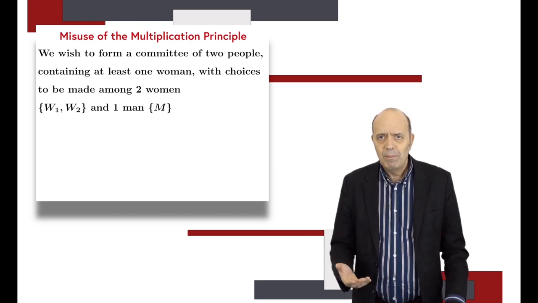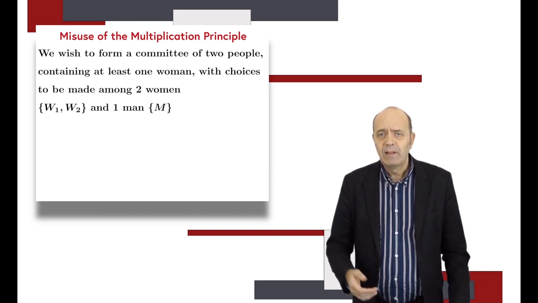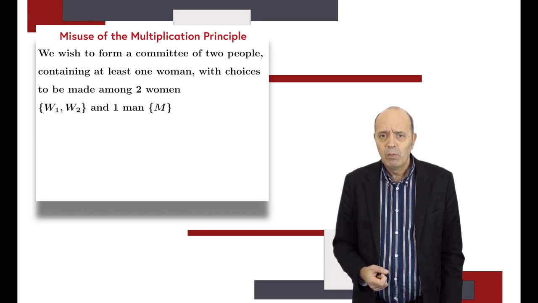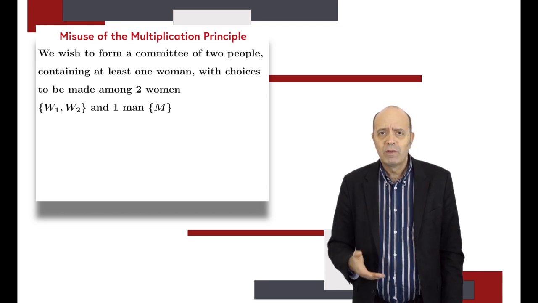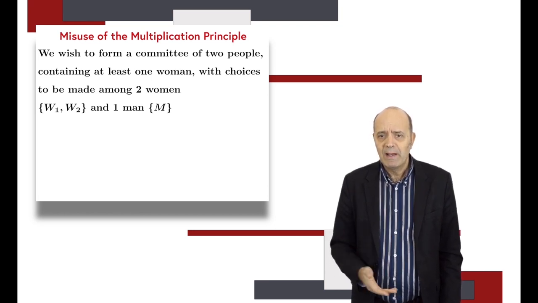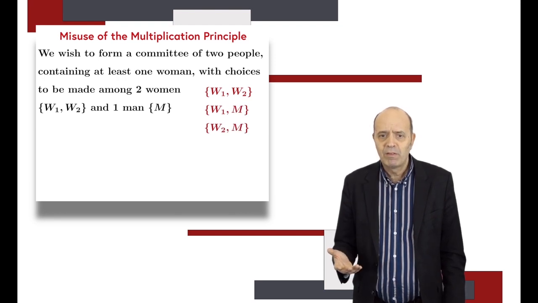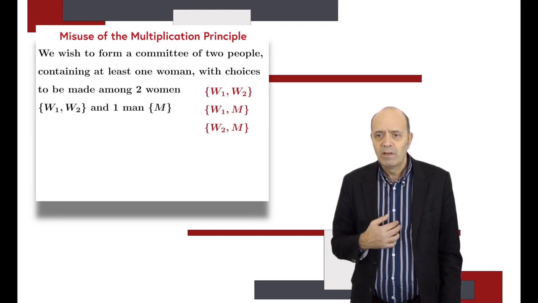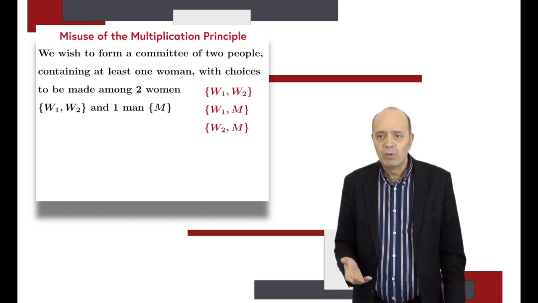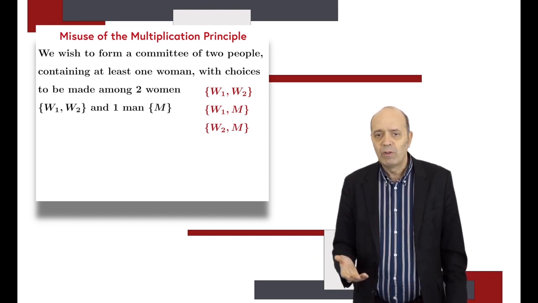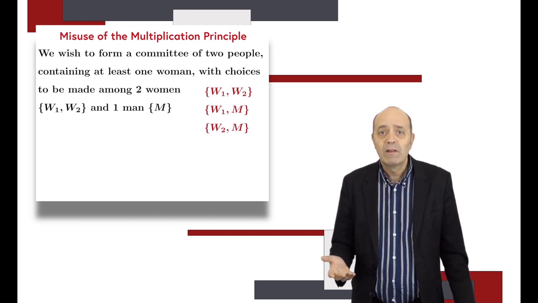We have 3 people, 2 women and 1 man, and we want to form a committee with 2 people, one of which is a woman. So let us call W1, W2 the 2 women, and M the man. Clearly, we have 3 possible choices: W1W2, W1M, and W2M. Actually, every set with 2 people contains 1 woman.